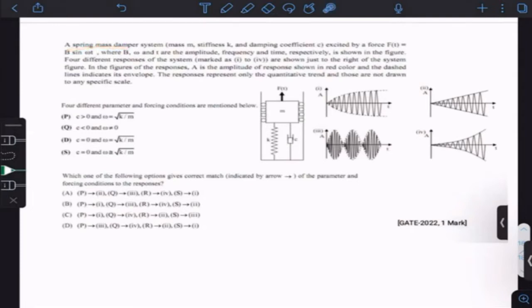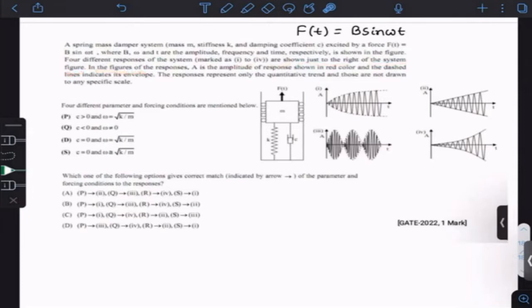A spring mass damper system, with mass M, stiffness K, and damping coefficient C, is excited by a force F(t). What is given? The force F(t) is equal to B sine omega t, where B, omega, and t are the amplitude, frequency, and time respectively, as shown in the figure. Four different responses of the system, marked 1 to 4, are shown to the right of the system.